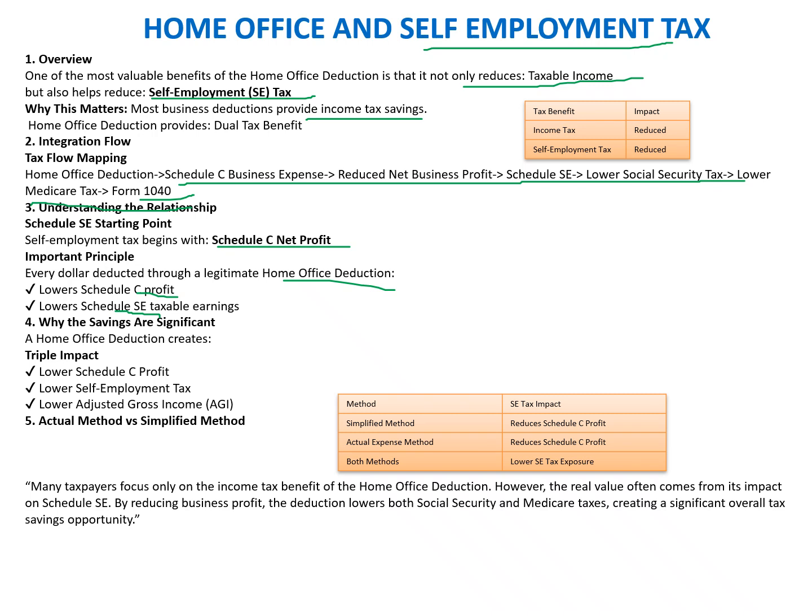Why are the savings significant? Because a home office deduction creates a triple impact: lower Schedule C profit, lower self-employment tax, and lower adjusted gross income. The simplified method reduces the taxable Schedule C profit, the actual expense method reduces the Schedule C profit, and both methods lower the SE tax exposure. This is very important. Many taxpayers focus only on the income tax benefit of the home office deduction. However, the real value comes from its impact on SE tax as well. By reducing the profits, the deduction lowers both the Social Security and the Medicare taxes, creating a significant overall opportunity for the taxpayer.